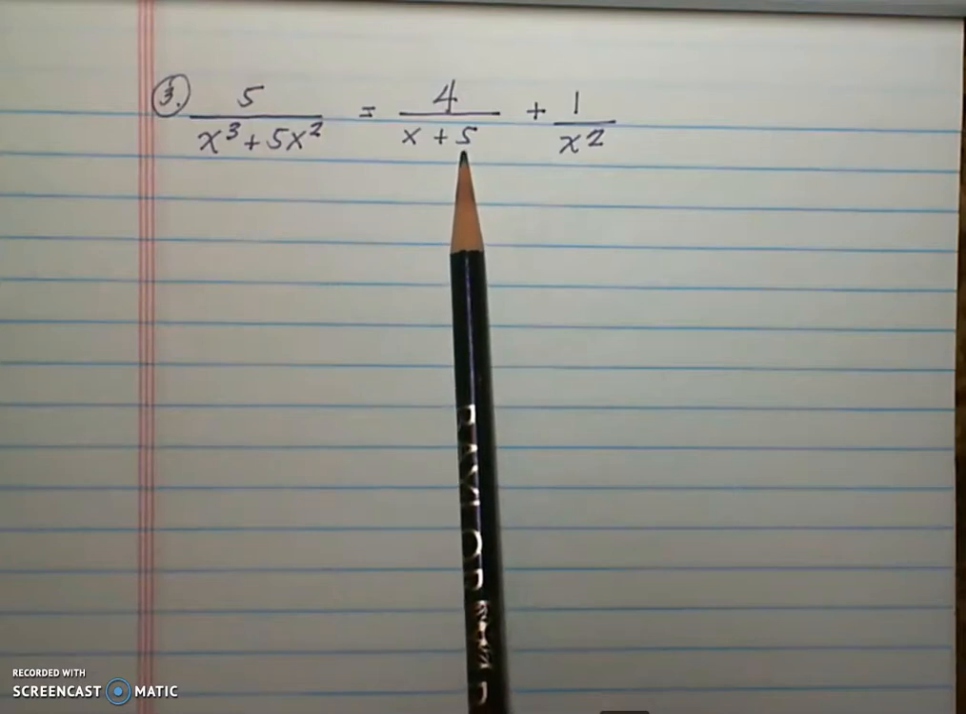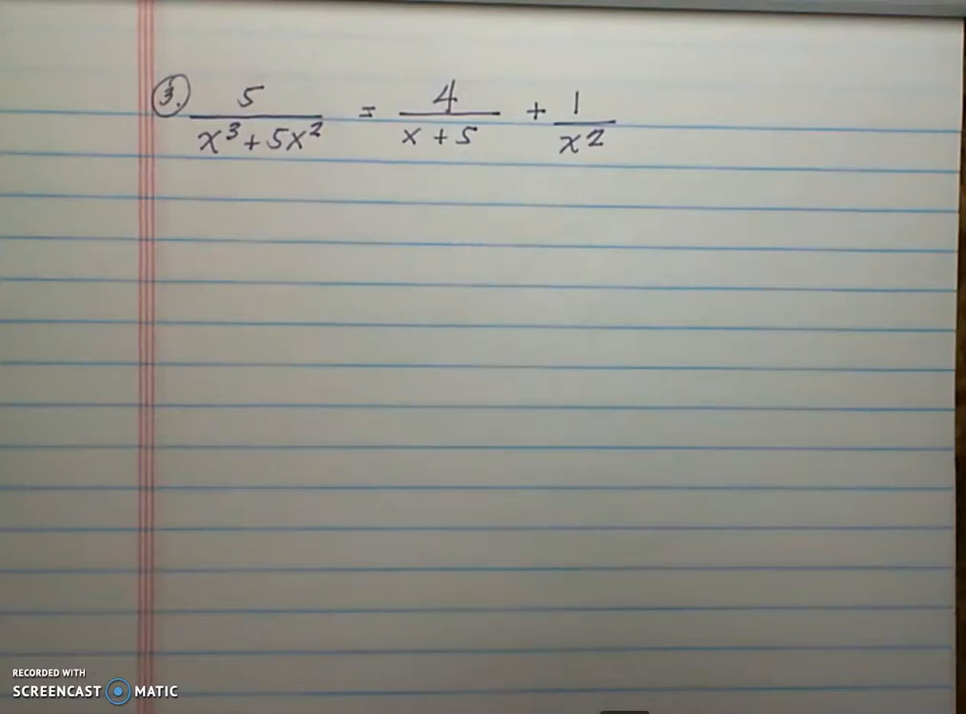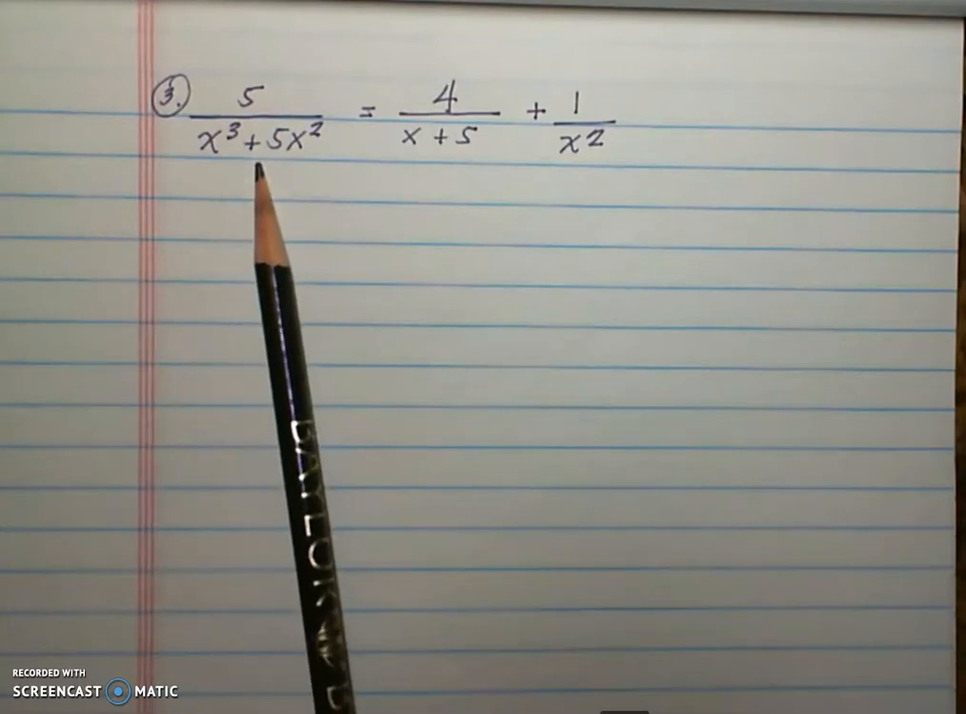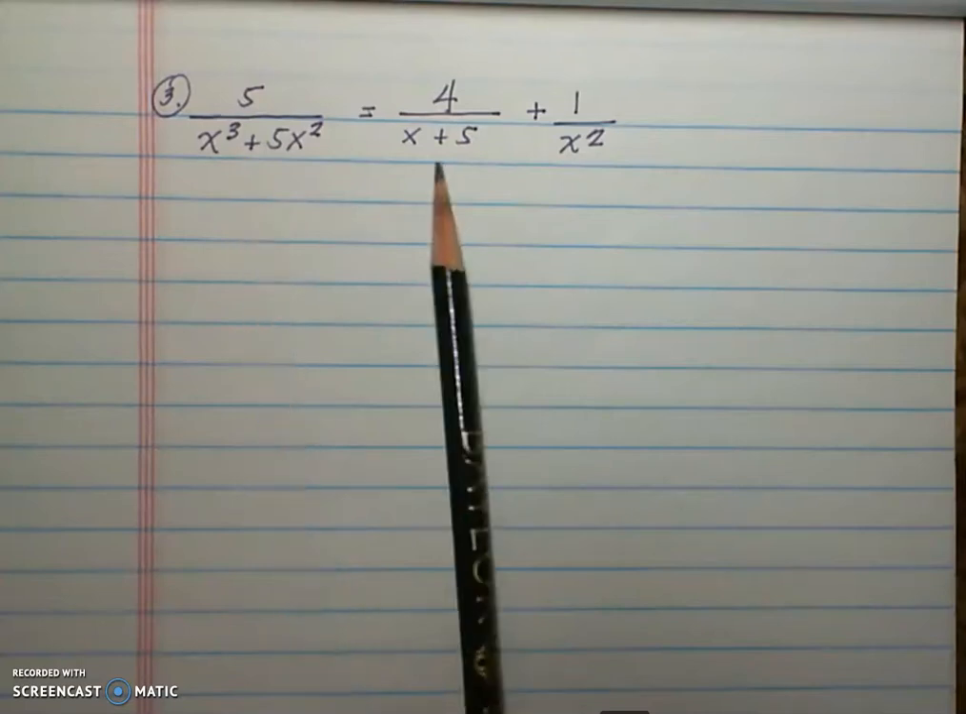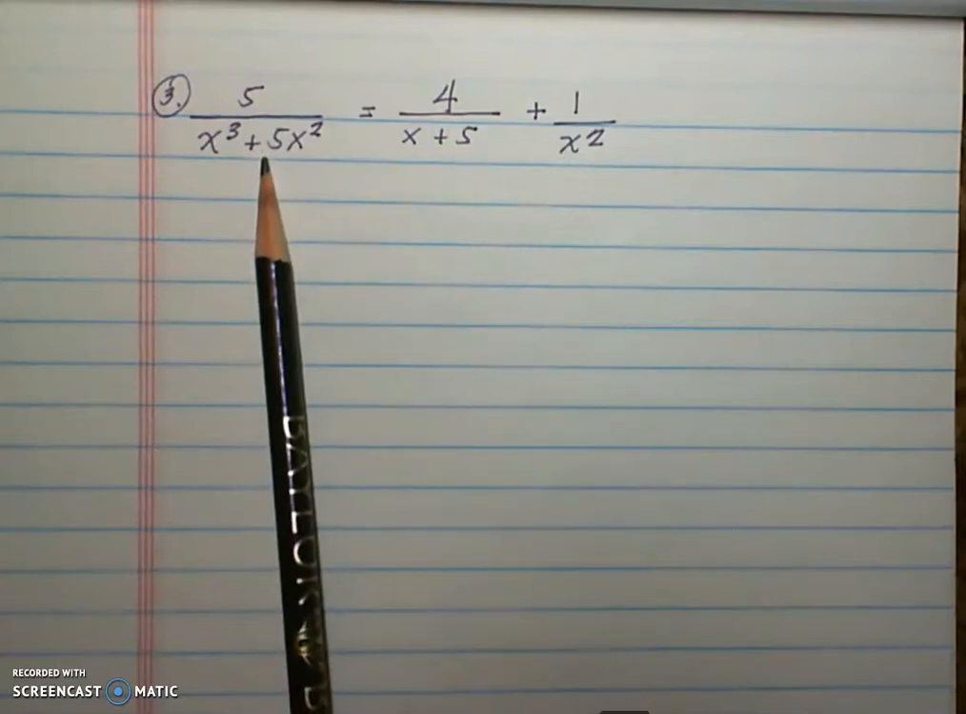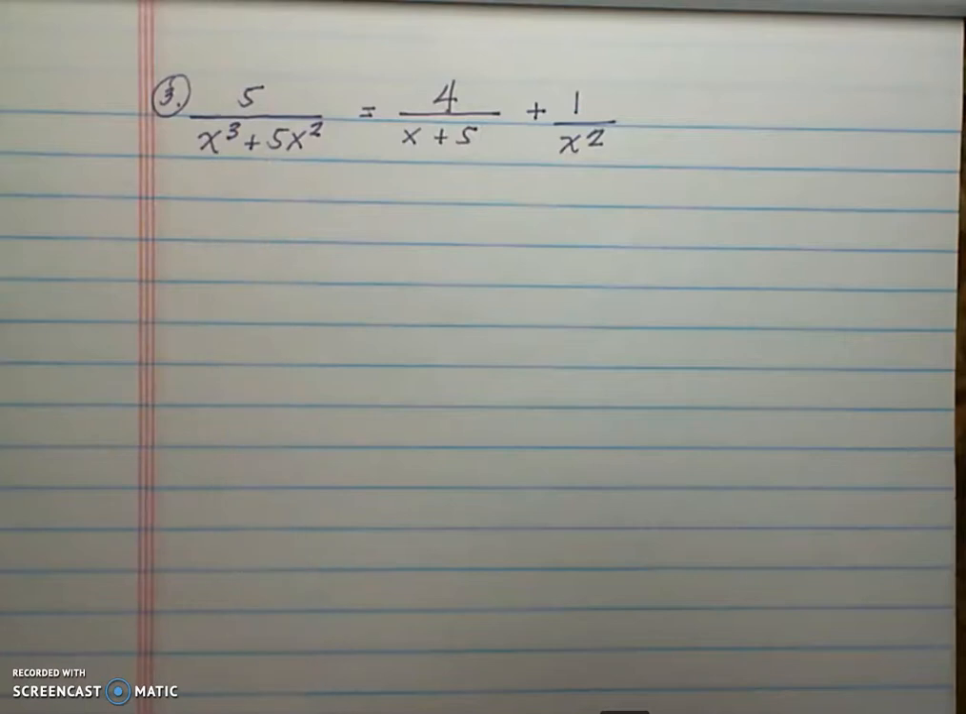All right, so example number 3: 5 over x to the third plus 5x squared equals 4 over x plus 5 plus 1 over x squared. All right, so let's take a look at this. Again, many ways to approach this problem. Your main purpose is to just remove the denominator. However, the best way is to look for the LCD. Now, I can see that this is factorable, and I'm going to factor this out only to see if these are contained in it as well, because right now I couldn't tell.